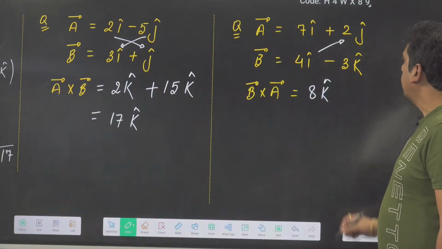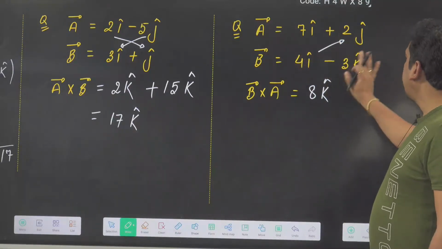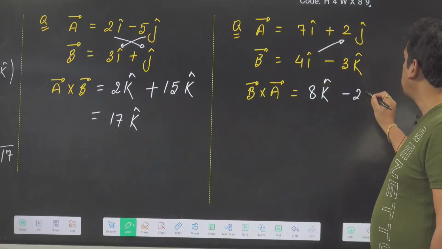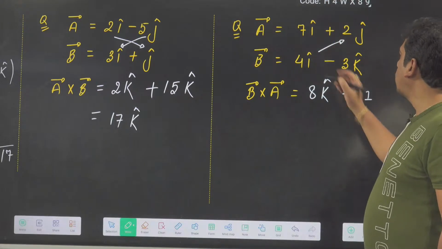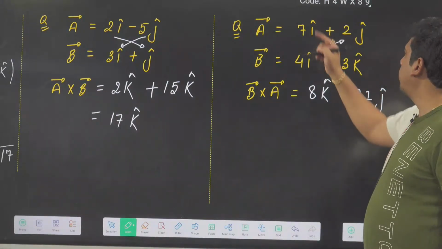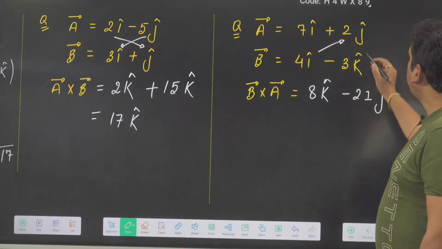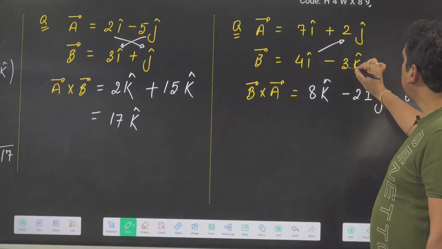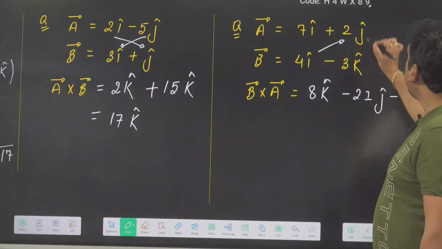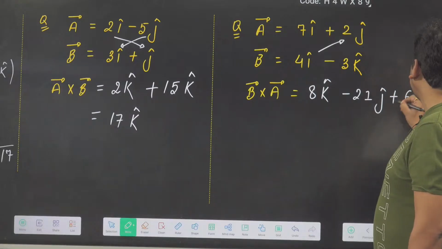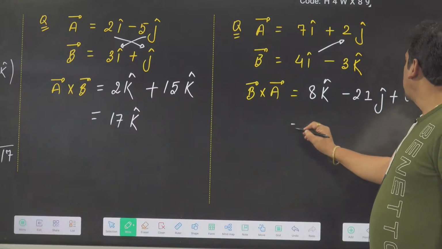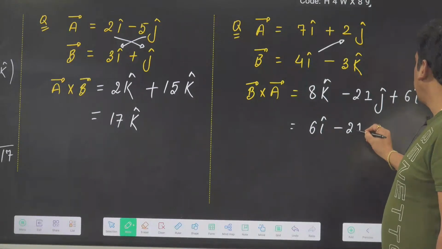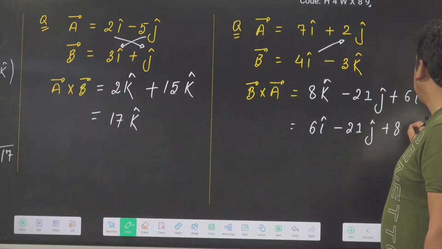After that, this one is done. Now minus 3k we will multiply. So minus 3 into 7 will be minus 21. And k cross I will be J. Okay. After that we will multiply this also. Minus 3 into 2 is minus 6. And k cross J will be, I think, minus I. So the answer is 6 I cap minus 21 j cap plus 8 k cap.